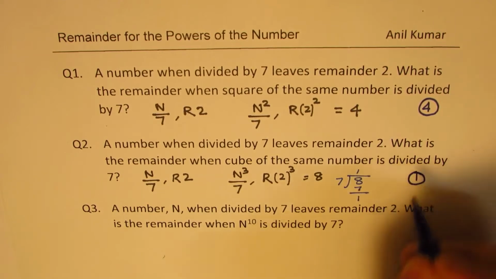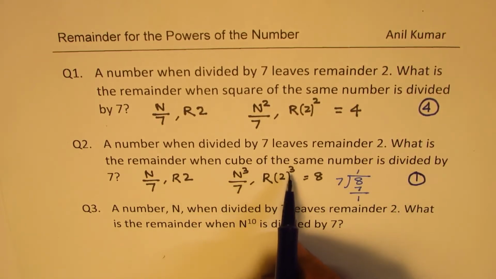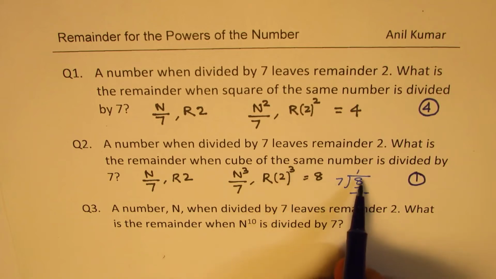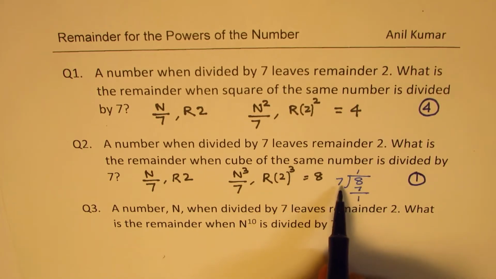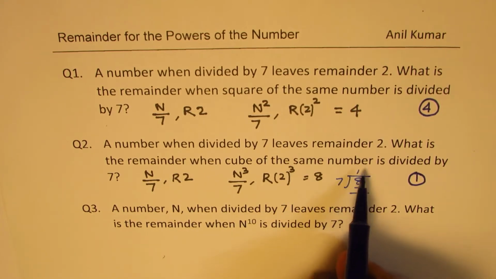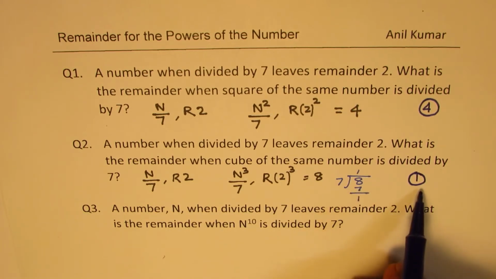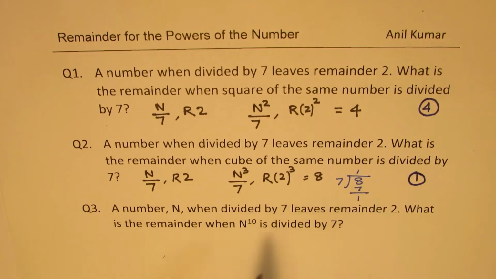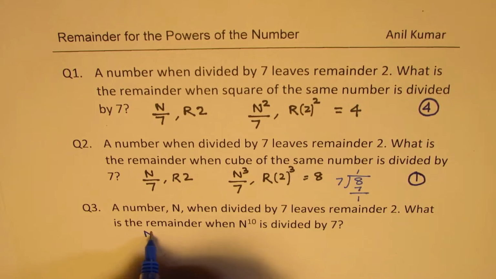So in a way, by squaring or by getting the power, we get to a number, and if that number is more than the divisor, then you have to find the remainder by division, correct? As we did so. Perfect. Now based on this concept, you can actually solve question number 3, which is a number n when divided by 7 leaves the remainder 2. So we are again saying the same thing, n when divided by 7 gives a remainder 2.